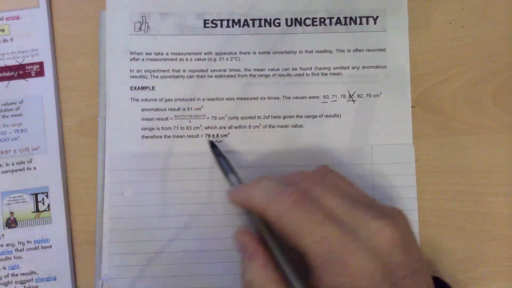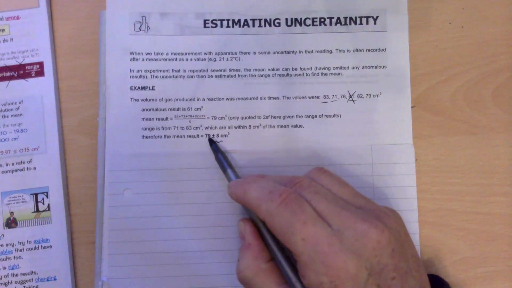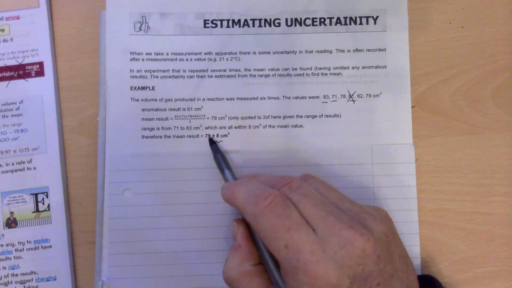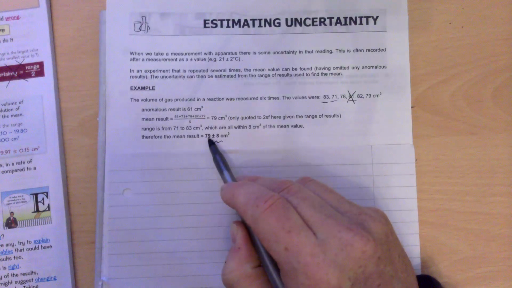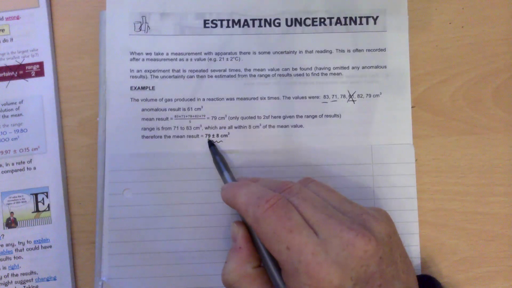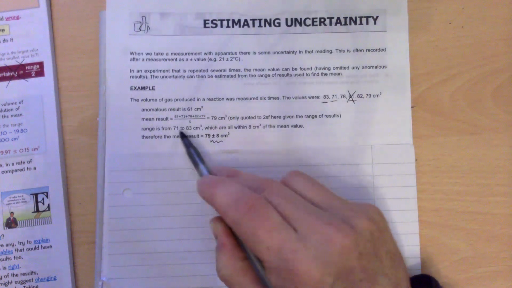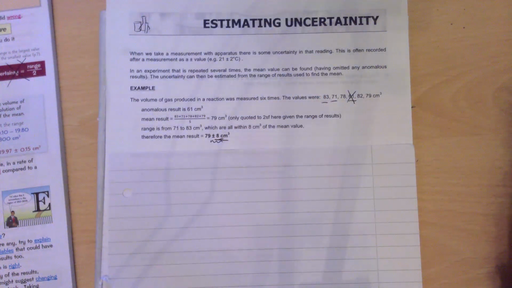What you need to do is to see what the biggest difference is from your mean to the bottom of the range and the top of the range. The difference between 79 and 71 is 8 centimeters cubed. The difference between 79 and 83 is 4 centimeters cubed. The biggest uncertainty is therefore 8 centimeters cubed, and that is the correct answer for uncertainty for this experiment.